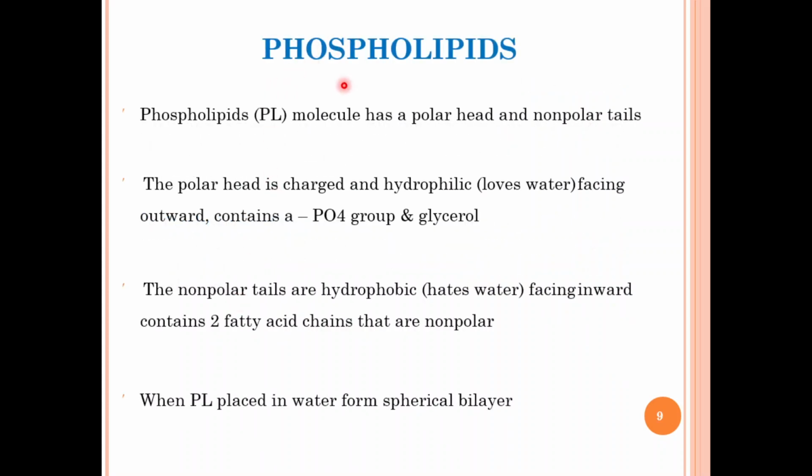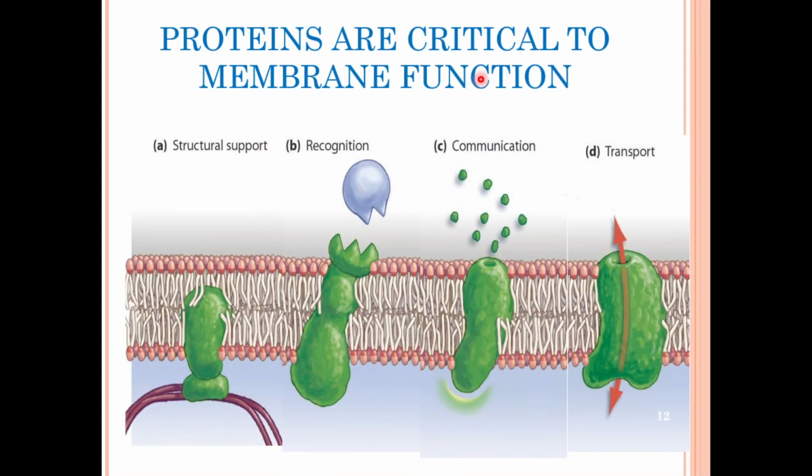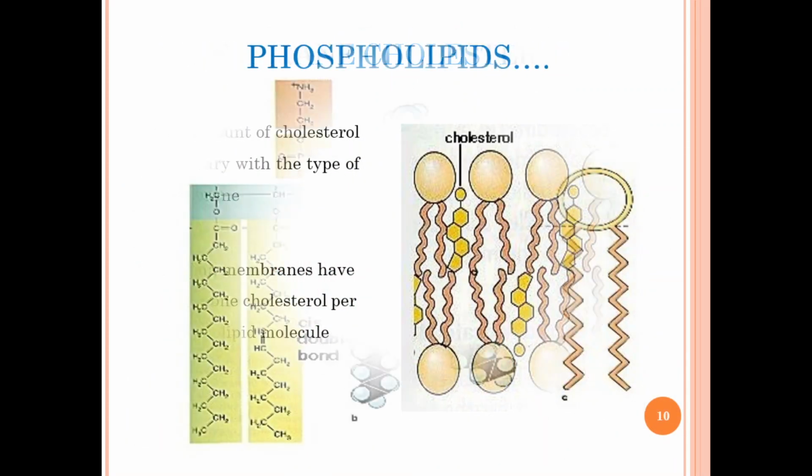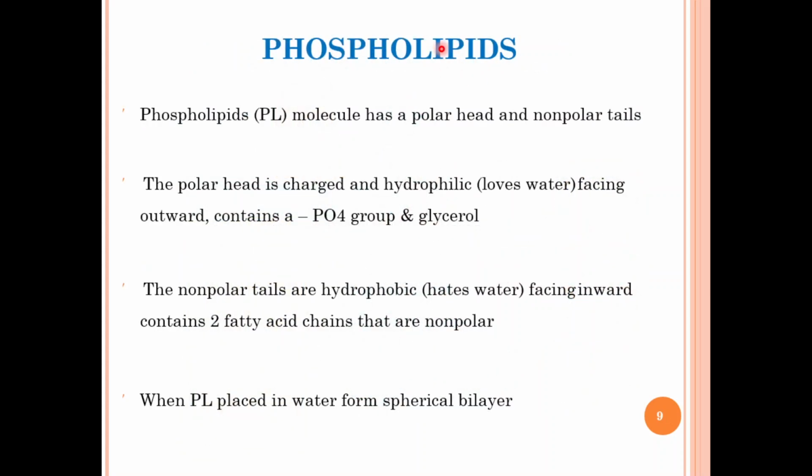Now let's see what are phospholipids. Phospholipid molecules have a polar head and non-polar tail. The polar head is charged and hydrophilic, water-loving. Facing outward, it contains the phosphate group and glycerol. The non-polar tails are hydrophobic, they hate water. Facing inward, they contain two fatty acid chains that are non-polar. So the head region is polar and hydrophilic, and the tail region is non-polar and hydrophobic.